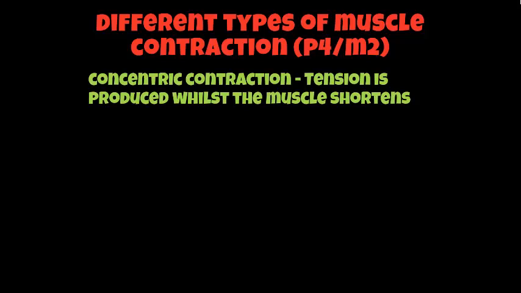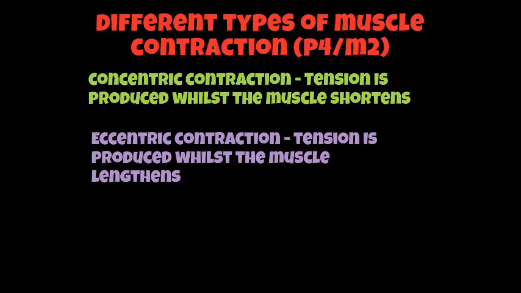First of all, we have something called a concentric contraction when our muscles are working. And this is basically where tension is produced whilst the muscle shortens. We have another type of contraction which is called an eccentric contraction, and this is where tension is developed or produced whilst the muscle lengthens. So please underline shortens and lengthens on those two types of contractions. They're the key points to understand.